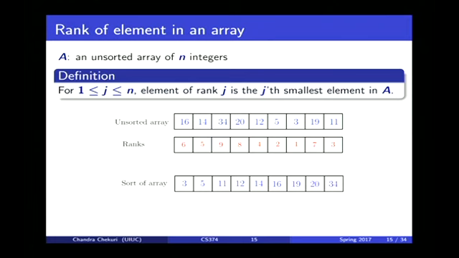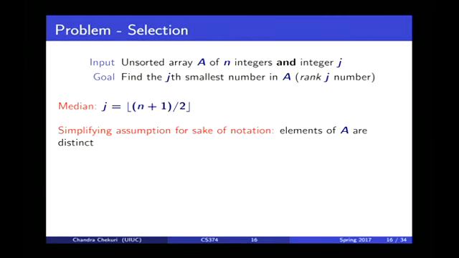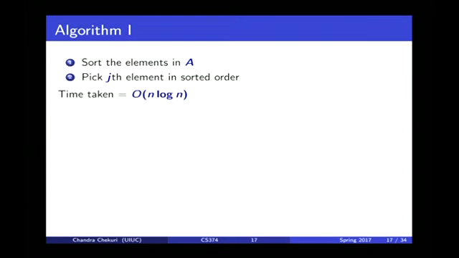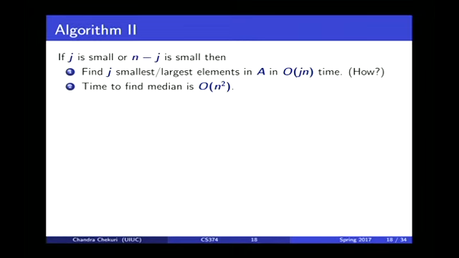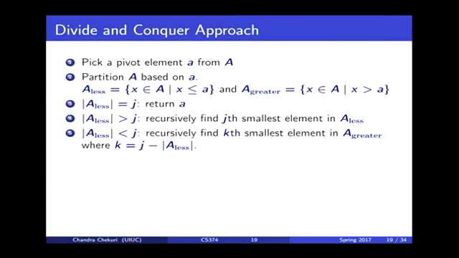How do we do it? For simplicity, we are going to assume all the numbers are distinct, otherwise you'll get a little confused. We already saw sorting takes n log n time, and you can find all the ranks. The question is, do we need to sort? We saw that if j is very small, like 1 or 2, we can do it in j times n time. Here is a divide and conquer approach based on quicksort.